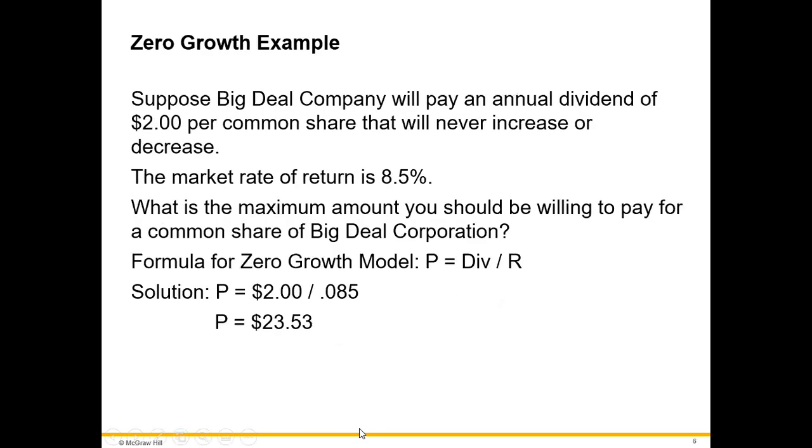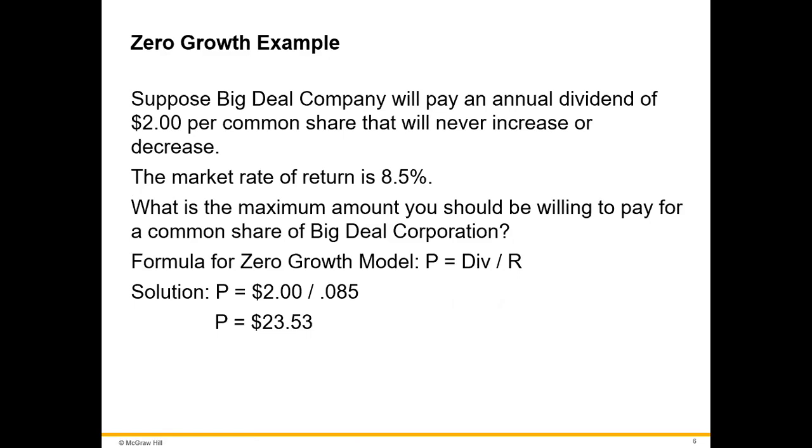So suppose Big Deal Company will pay an annual dividend of $2 per share on their common stock that will never increase or decrease. The market rate of return is 8.5%. What is the maximum amount you should be willing to pay for a common share of Big Deal Corporation?